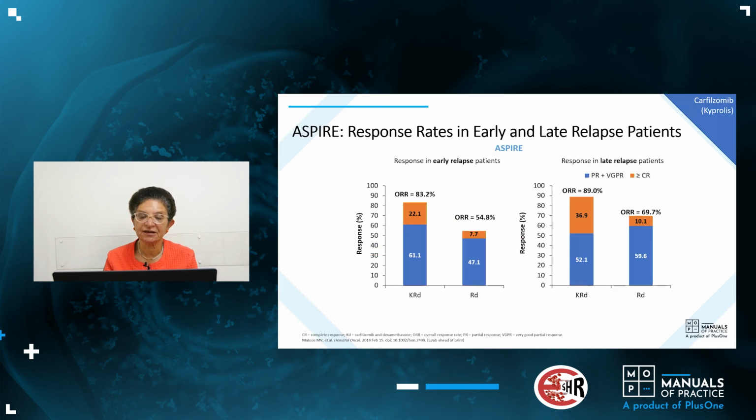How about patients that relapsed early or relapsed late? Of course, patients that relapsed late fared better than patients that relapsed early. But in both types of patients, the addition of KRD gave better results than RD alone.